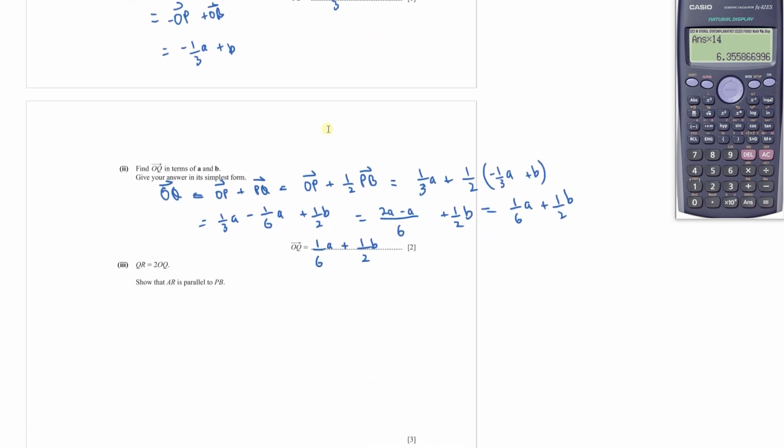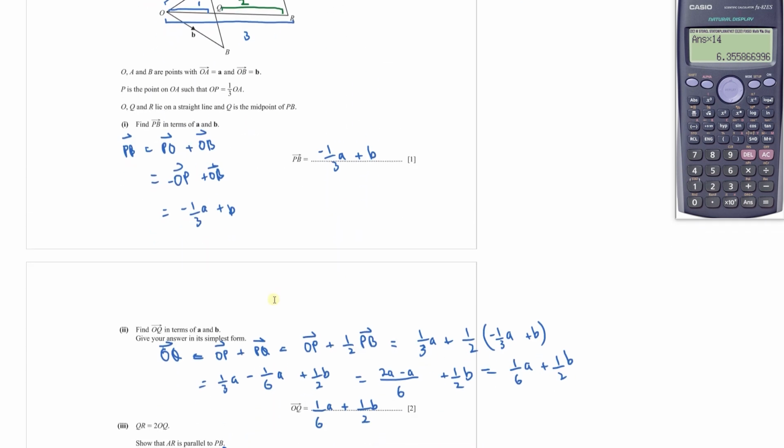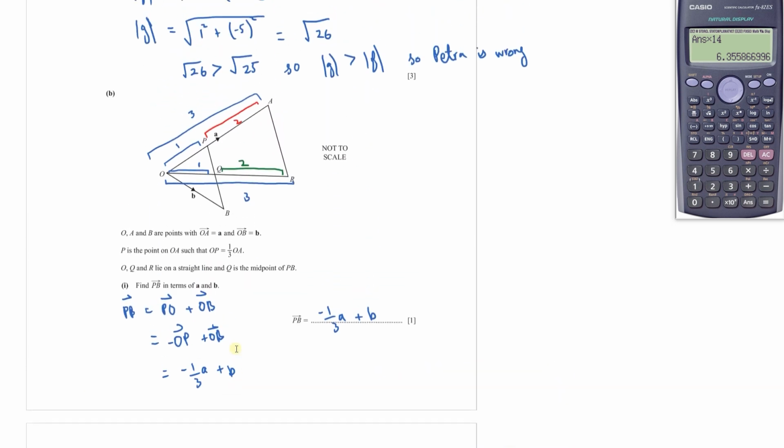To show that AR is parallel to PB, we basically have to show that we can write the vector AR as some constant k times PB. If we can show that, that means these two vectors AR and PB will be parallel. We already know PB. We have to find the value of AR, then compare the two. So AR is this vector here.